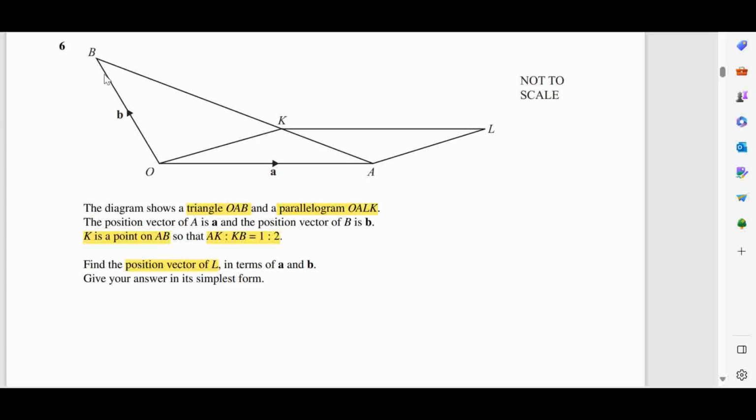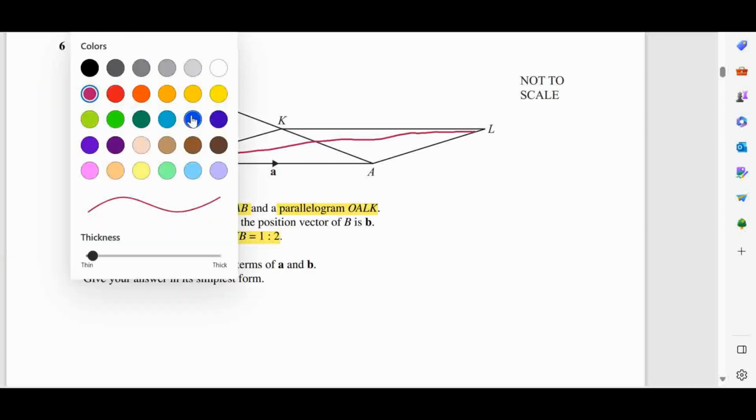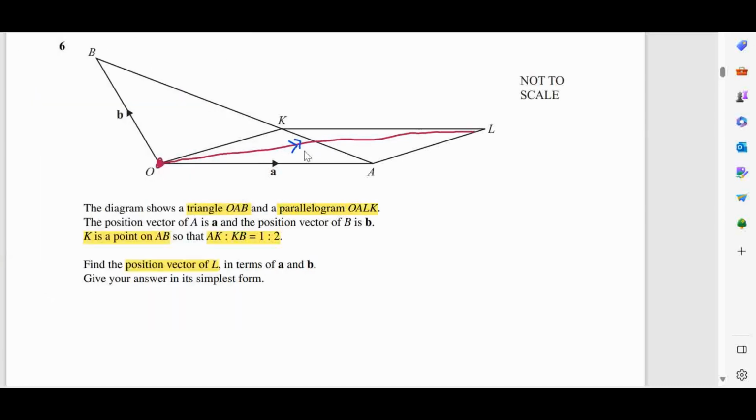Now the very first thing is that we need to identify the required answer. What do we have to find out? We have to find the position vector of L, which means OL. We have to identify it like this. Let me remove this line and draw it again. So this will be the required line. It's not a straight line. This is the resultant vector we need to find.